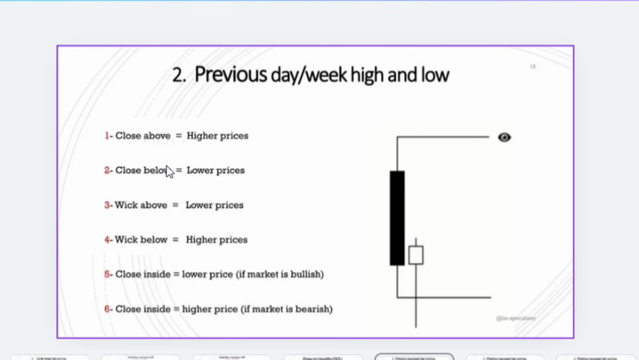So now, under that previous day high and previous day low, let's break everything down bit by bit. We have 6 segments under that particular previous day high and previous day low. First of all is the close above, close below, wick above, wick below, close inside. All this means something, okay?